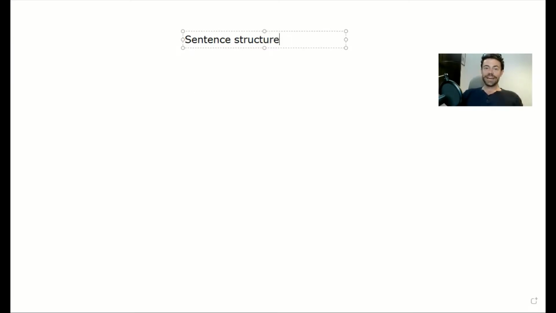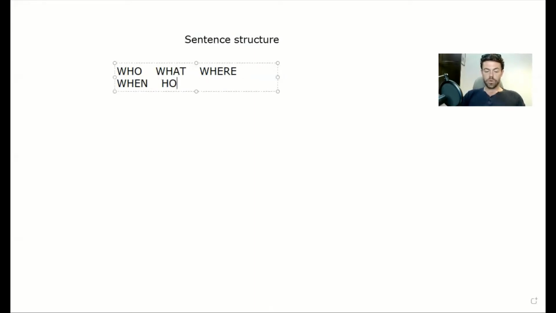Okay, so here's how it goes, right? So the correct order of words in English are who, what, where, when, how, and why. So who, what, where, when, how, and why. Now, it would do you very good to memorize this. Who, what, where, when, how, and why.